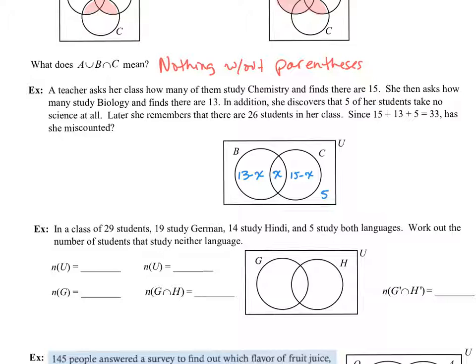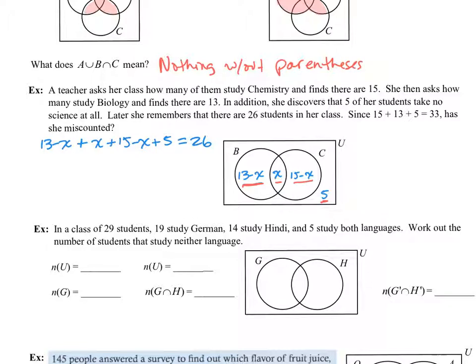Okay, so now to figure out how many students take both chemistry and biology, let's just write an equation. If we take these 4 expressions, we have the students that take biology only, the students that take both, the students that take chemistry only, and then the 5 that take no science. If we add those 4 expressions together, they should total 26. So let's go ahead and write that equation and solve it. So we would have 13 minus X, the biology only, plus the X students that take both, plus 15 minus X, the chemistry students, plus the 5 that take no science at all. That's going to total 26, all right?